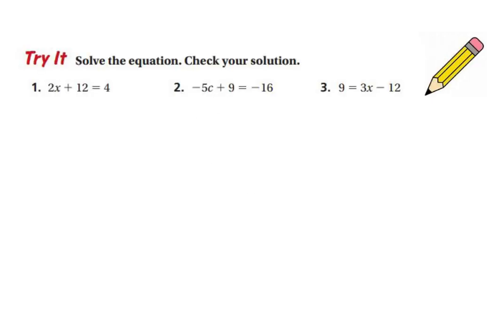Now you try it, solve the equations, and once you've completed the 3, please press play and I'll walk through them.